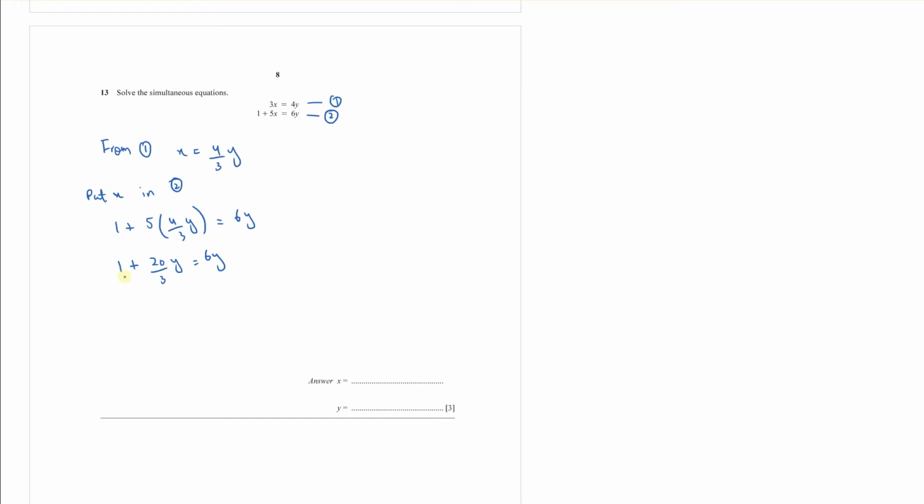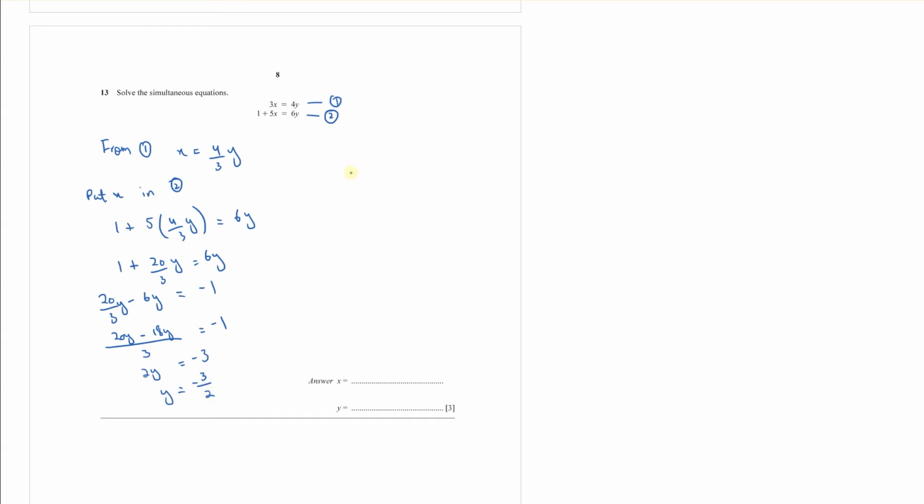And then I can bring this 6y to this side, 20 by 3y minus 6y, and I can take this 1 to the other side, it's negative 1. LCM would be 3. This becomes 20y. So this will be multiplied by 3 as well. So I get 18y in the numerator equals negative 1. So this 20y minus 18y is 2y. I can take this 3 to the other side. So this becomes equal to negative 3. So y is negative 3 by 2.